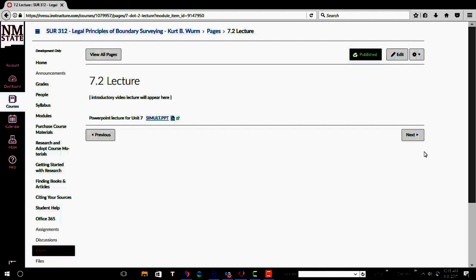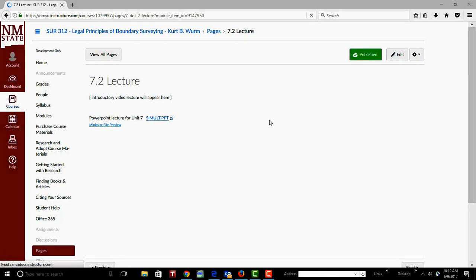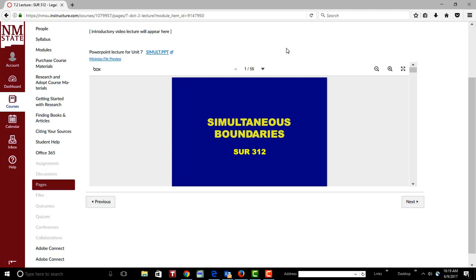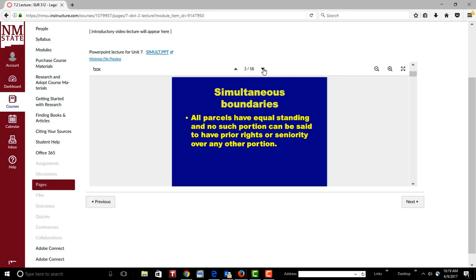Here's the lecture component, and the next piece that'll be added in is the discussion component. Again, our simultaneously created boundaries preview. 56 slides, much smaller than the previous. Simultaneously created boundaries occur when several parcels are created at the same time. They all have equal standing.